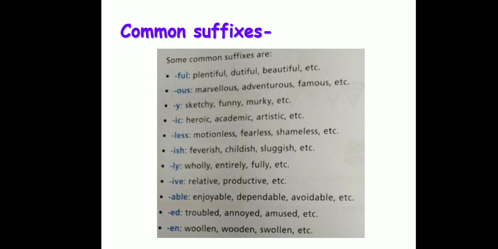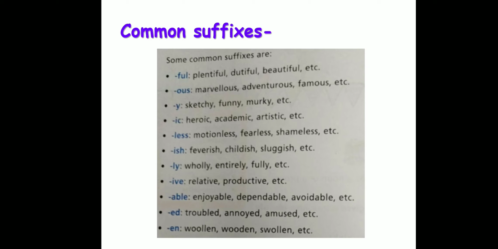Next, EN: woolen, wooden, swollen. Something of wool is woolen, woolen sweater, wooden table. Swollen, my knee is swollen. So swell becomes swollen. These are the common ways in which we can add a suffix to the main word to make an adjective out of it.